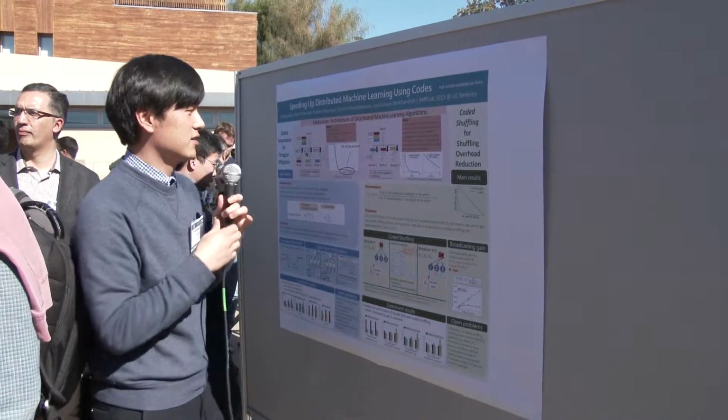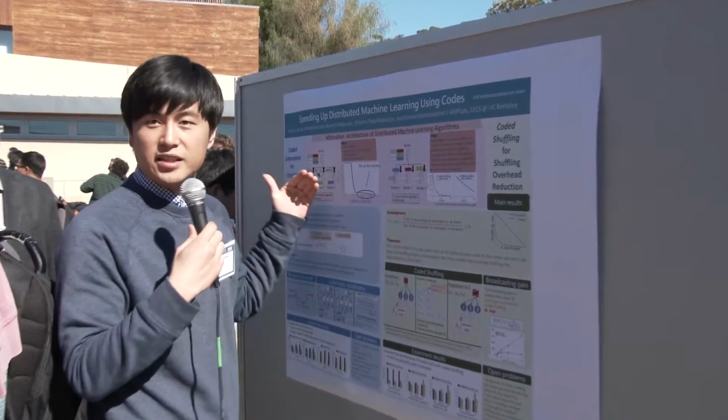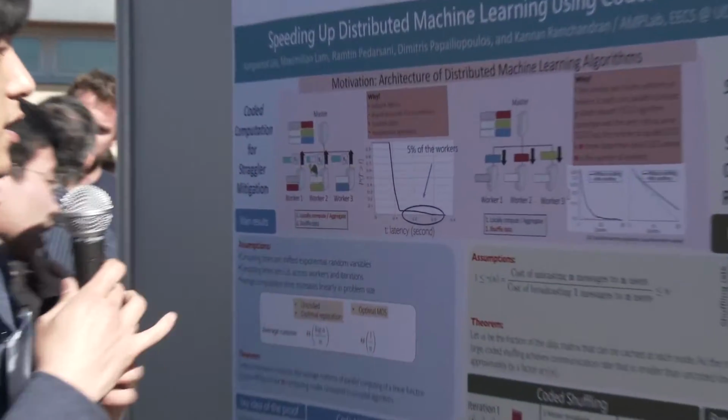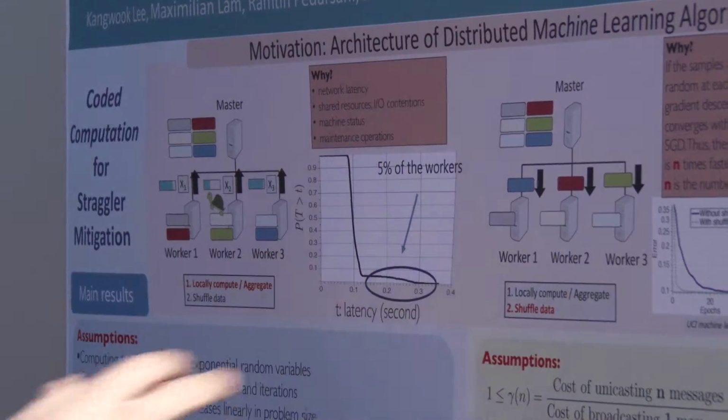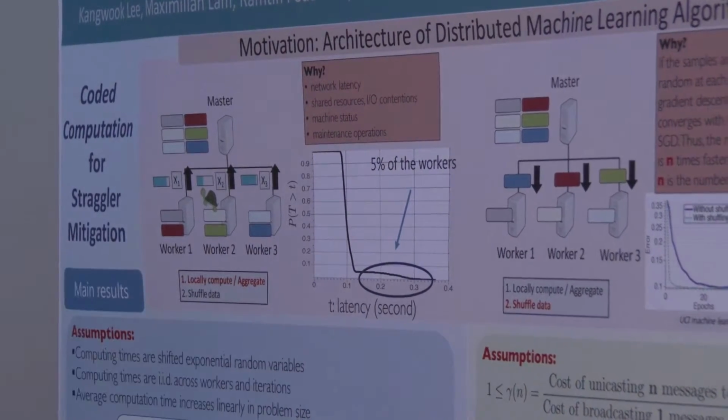The motivation comes from the common architecture of distributed machine learning platforms. We are looking at two possible problems. One problem is called the straggler problem. The straggler problem is as follows.